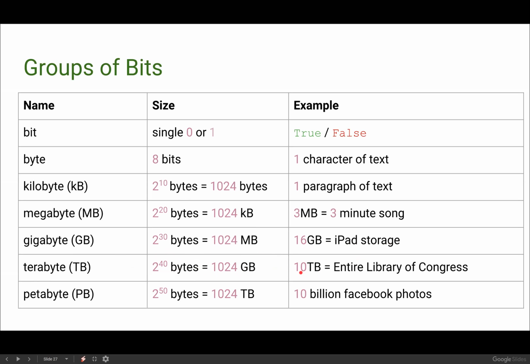You can store all of the information in the Library of Congress in about 10 terabytes. I know my own personal computer, I'm pretty sure I have a 2 terabyte hard drive. So more and more information is becoming cheaper and cheaper to store in less and less space. As technology progresses, we're able to store increasing amounts of information in decreasingly large places. A petabyte is even bigger than a terabyte, obviously, the next step up. And I don't know why we're using Facebook photos specifically, but we can store 10 billion Facebook photos using a petabyte, which is just a huge number of photos.